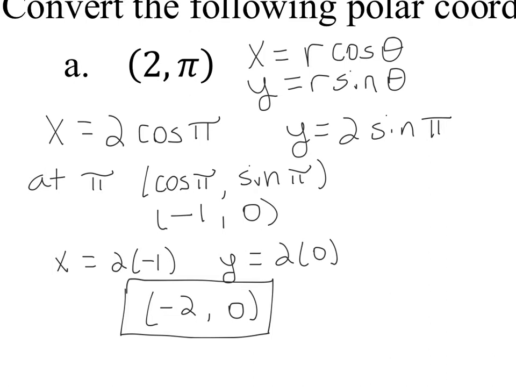Okay, so x equals 2 cosine pi and y equals 2 sine pi. So at pi, the values for cosine and sine are negative 1, comma, 0. So those are the values that I'm going to multiply times my r value, 2. So 2 times negative 1 is negative 2, and 2 times 0 is 0. So my rectangular coordinate is negative 2, 0. Now let's try B.